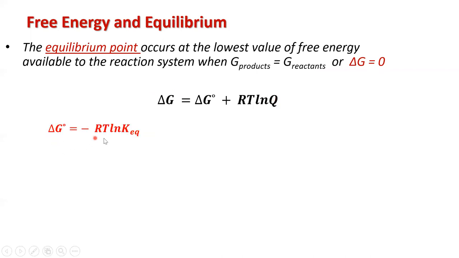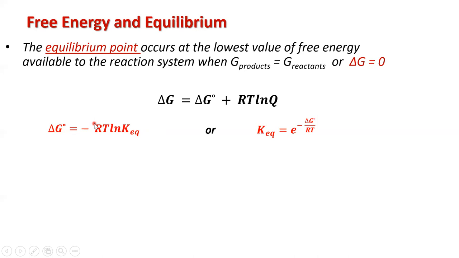So we're going to get a slightly different equation here. This equals zero. So we're going to subtract RT ln K from both sides to calculate what our free energy change would be at standard conditions. So delta G naught would equal negative RT ln K because we're at equilibrium. So if we're at equilibrium, delta G equals zero, Q equals K, and now we have a new equation.